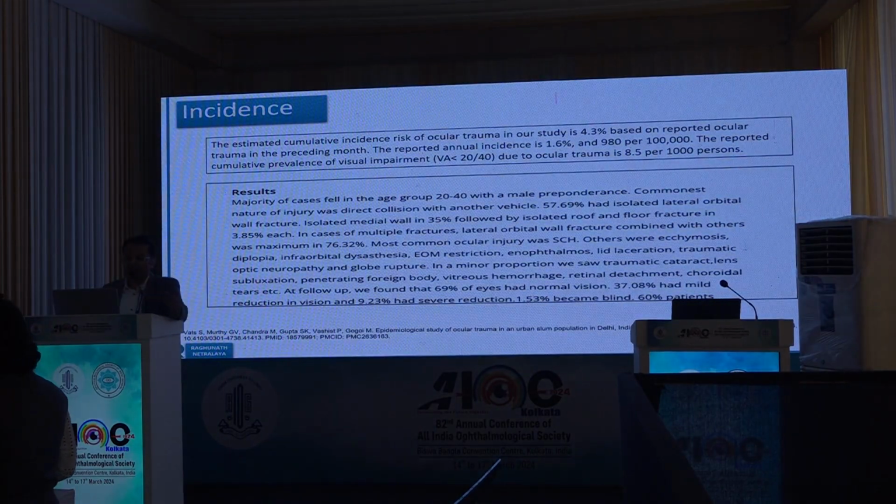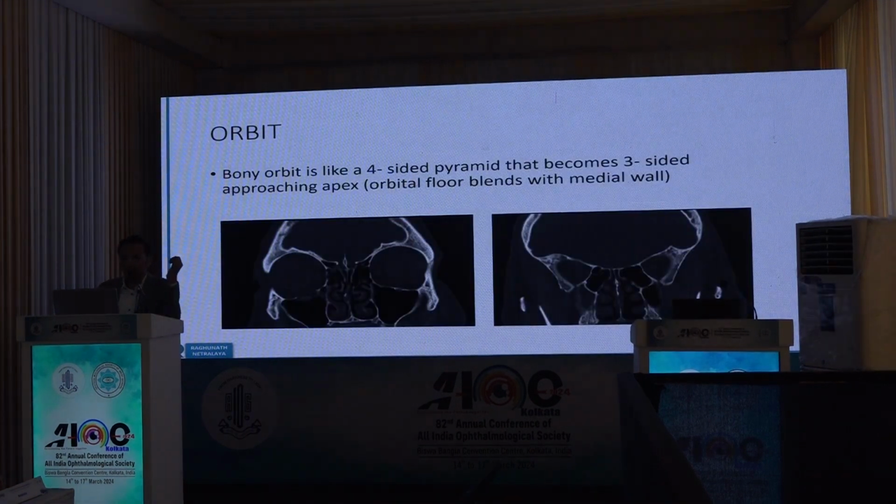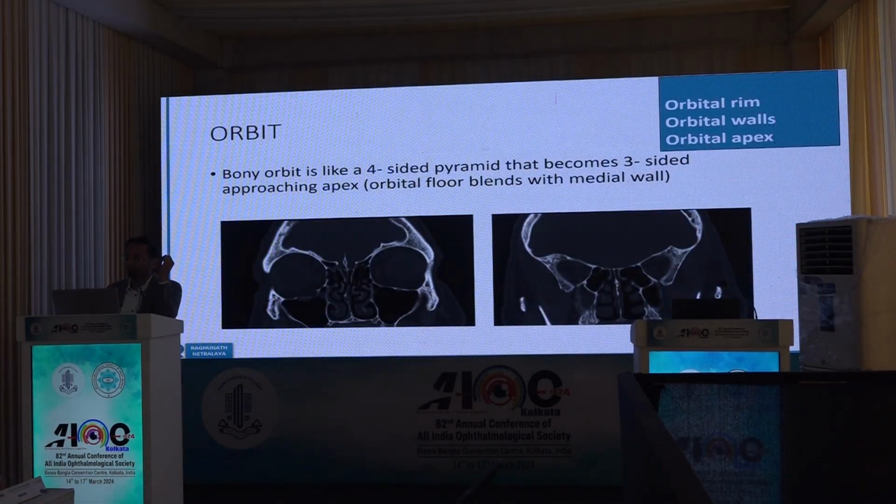So I started searching for the incidence, but there are very rare studies which talk about the orbital fracture incidence as such. The incidence of ocular trauma is around 4 to 5%. And especially in RTAs, the incidence of orbital fracture is maximum compared to anterior segment trauma. Now, orbit anatomy all of us know, but these three things are very important from a structural point of view when we are talking about orbital traumas: orbital rim, orbital wall and orbital apex.